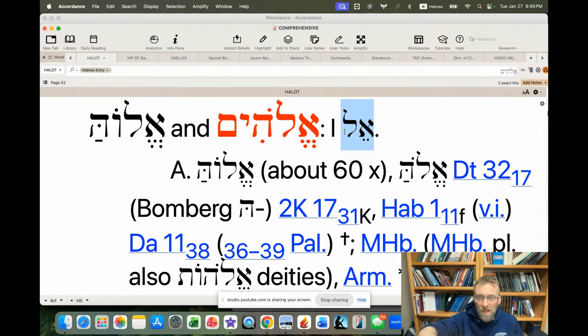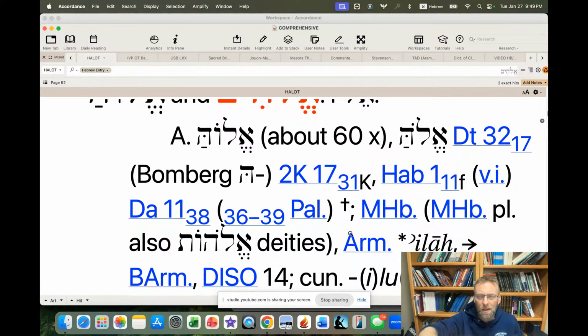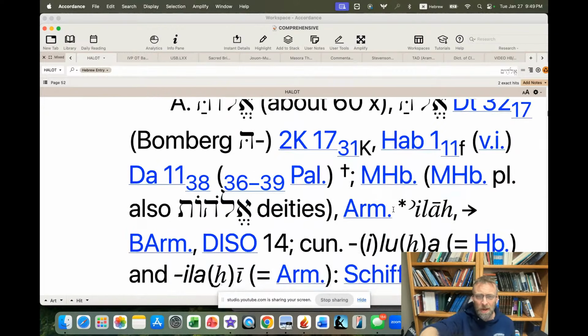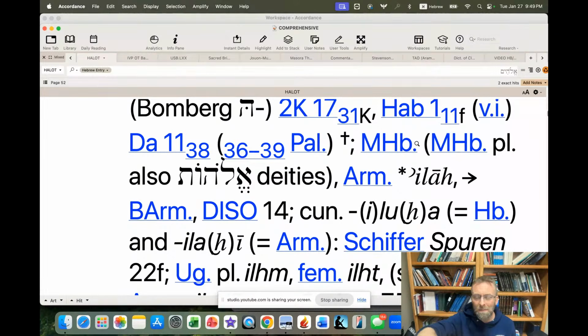It comes from the base form El. And let's see what information they give us. They say it occurs about 60 times. Great. It gives us some examples, right? And then it cites Middle Hebrew, which is post-biblical Hebrew. It tells us that in Aramaic we have the form ilah, right? And then we get biblical Aramaic, right? And notice all the variation that we have here, okay?